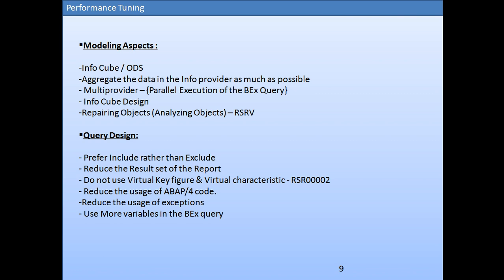Okay boss, so we should always plan it that way. Then there is a concept called virtual characteristic and virtual key figure. You don't need it much, but no one uses it. When you say virtual key figure, you'll have the key figure in the cube, but in the update rules you will not fill it at all. In the query you'll just use that key figure normally, and at the runtime of the query, using enhancement RSR00002, you'll fill the value for the key figure.